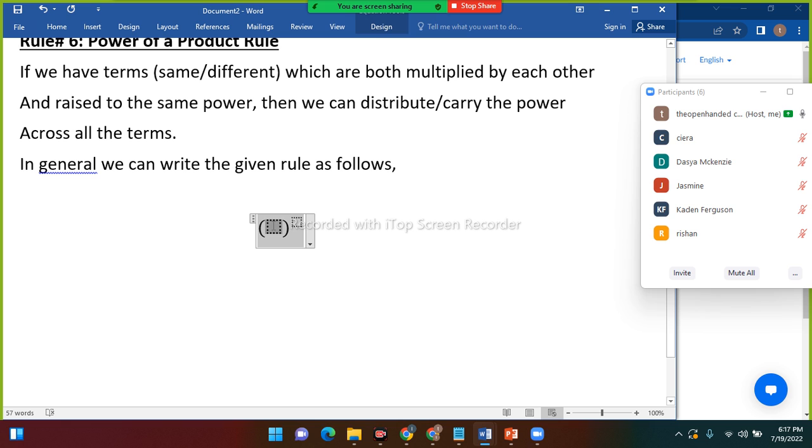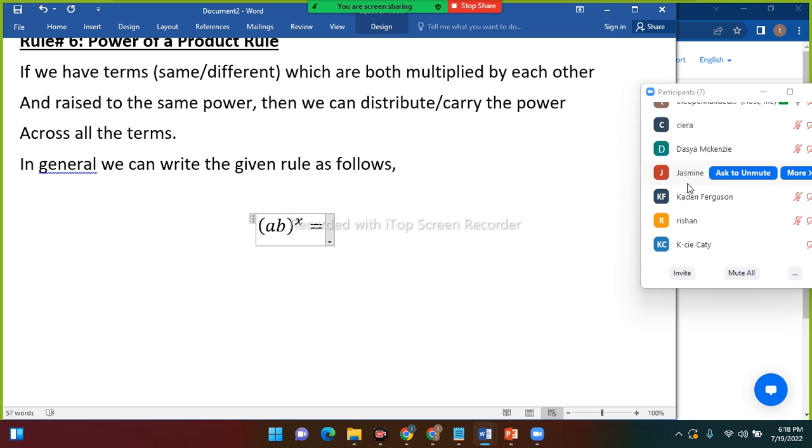And so the idea here is that you have the terms a and b. Both of them are multiplied by each other, right? And all of them are raised to the same power, x. And so the rule says that if you have these terms, it could be a, b, c, or d, e, f, g, whatever, once it's different terms inside the same bracket, and it's raised to the same exponent, what we could do is distribute this power across all the terms. Alright?